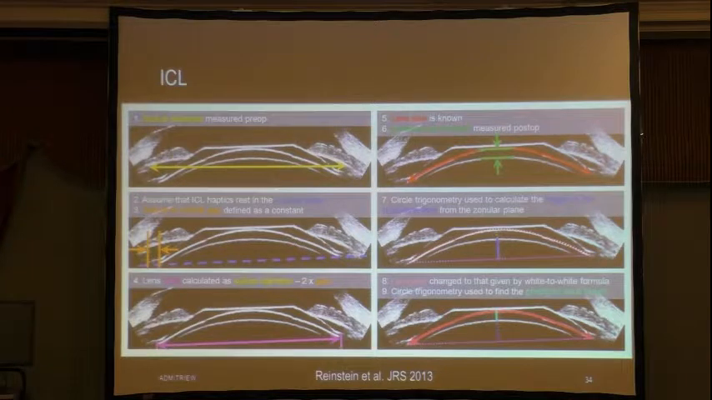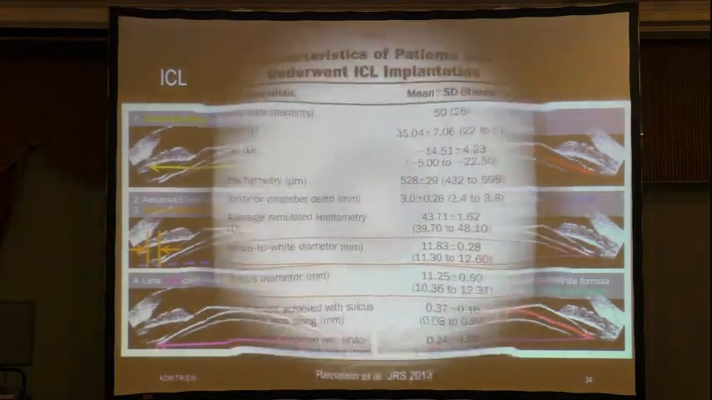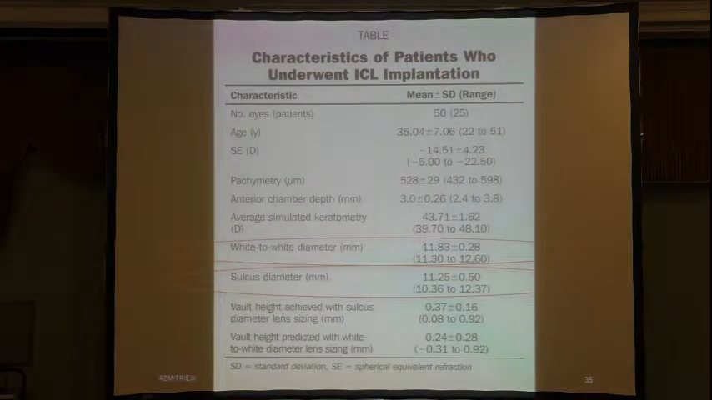So when you look at the measurements of sulcus to sulcus versus white to white, you can see that white to white distance is overestimated versus sulcus diameter. That is why I mentioned that sulcus to sulcus measurement is one of the crucial measurements for me from the UBM.